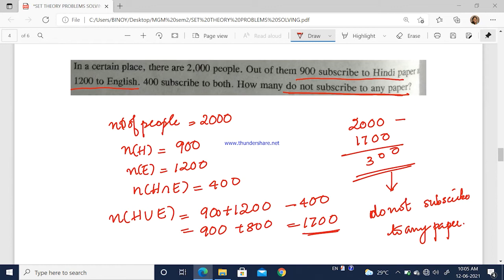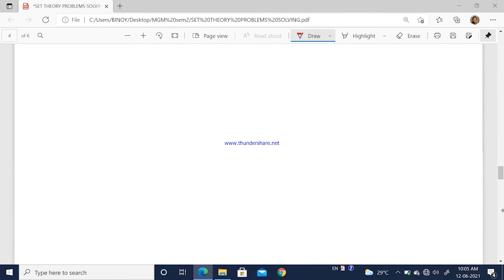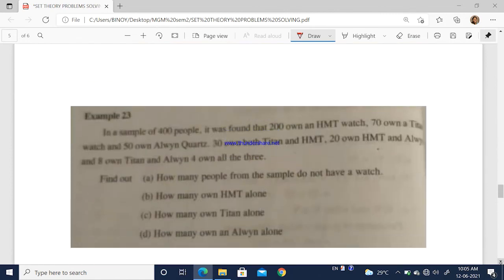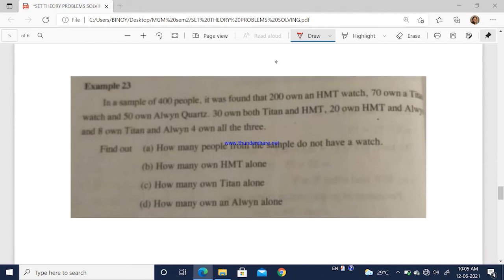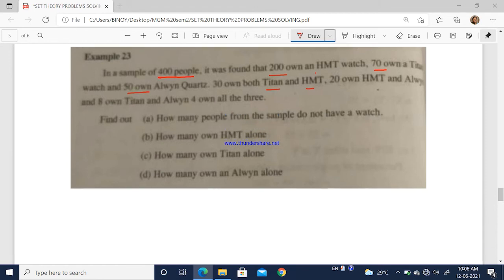Now moving on to the next question. It is similar to the earlier question. Even though the question looks a little bigger, it isn't hard. In a sample, there are 400 people. It was found 200 own an HMT watch, 700 own a Titan watch, and 50 own Quartz, 30 own both Titan and HMT, 20 own HMT and Quartz, 8 own Titan and Quartz, and 4 own all the 3. So in this question, I'm going to solve using a Venn diagram.